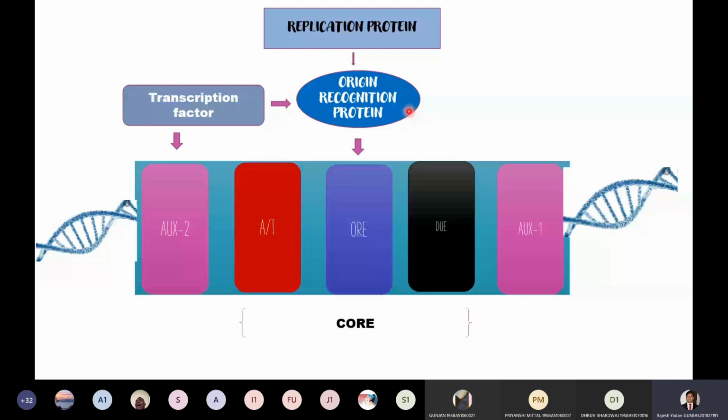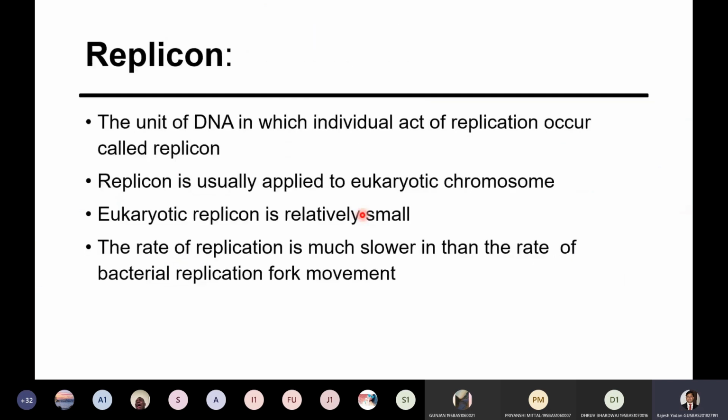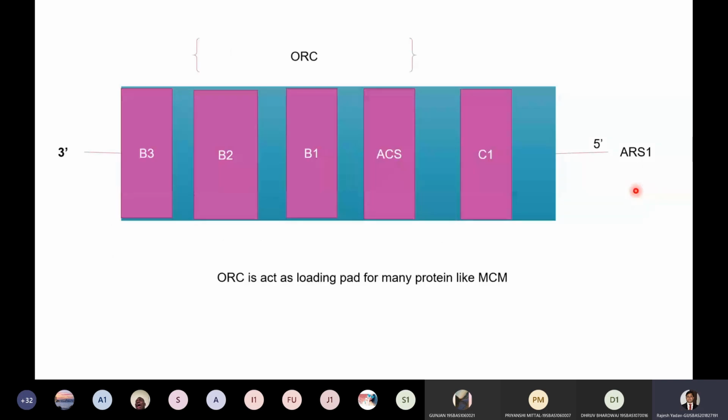So how will this activate? When the transcription factor activates this MCM protein, these different proteins will come and phosphorylate the MCM protein, then it will bind with the origin recognition element and start the replication. Replicon is just a definition. Another part is the autonomously replicating sequence. The autonomously replicating sequence is a specific sequence where replication will start, and this sequence is present especially in the central portion of the region called the origin recognition element, and it will start the replication.